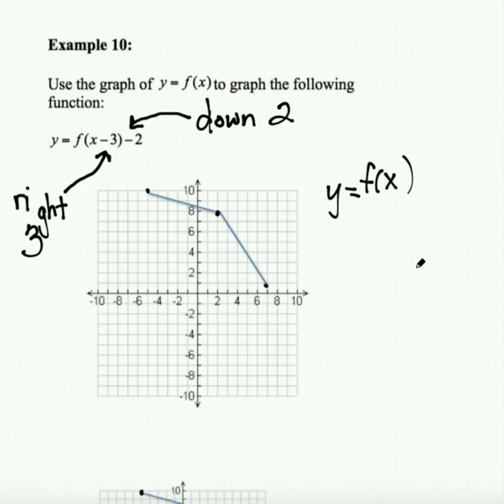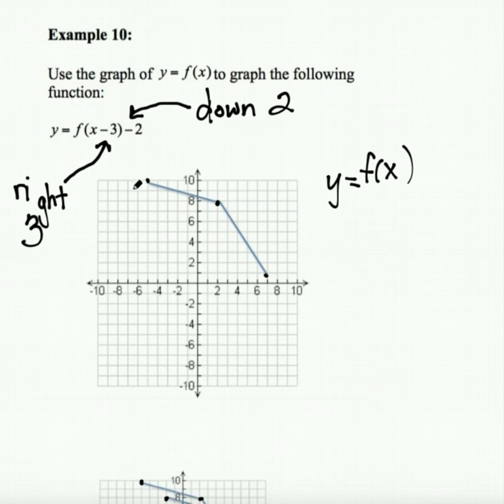Again, I went ahead and graphed it for us. We can just take those 3 key points. Remember, the 3 key points are this one, this one, and this one. And we can do both transformations at the same time. We can take each of those points and simply move them down 2 and to the right 3.